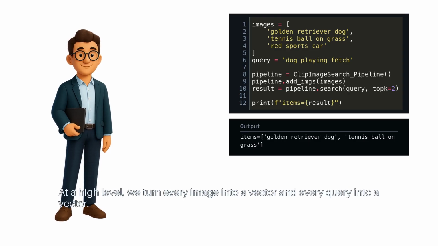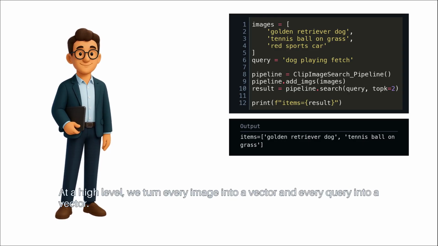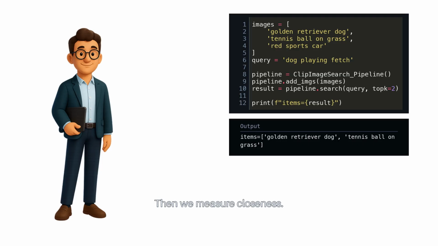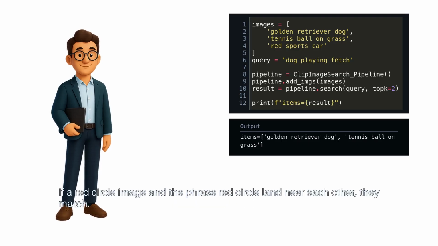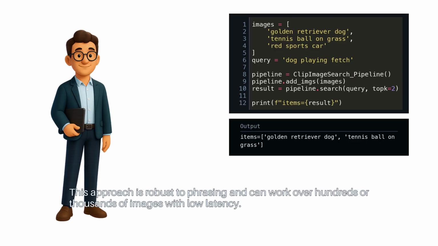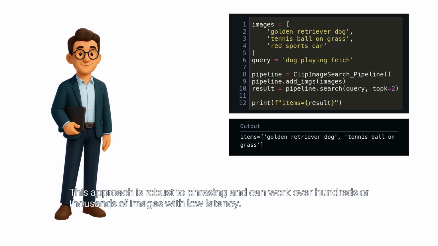At a high level, we turn every image into a vector and every query into a vector. Then, we measure closeness. If a red circle image and the phrase red circle land near each other, they match. This approach is robust to phrasing and can work over hundreds or thousands of images with low latency.